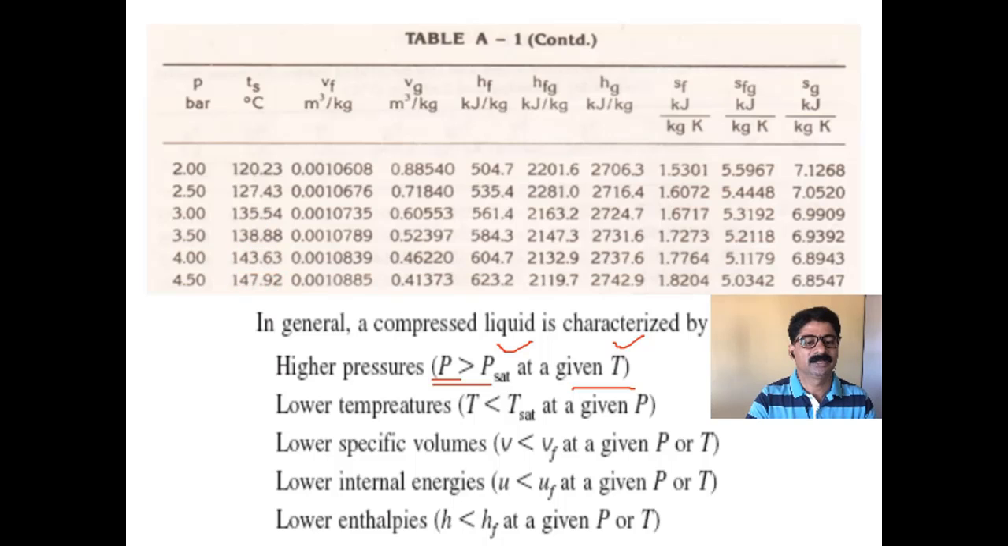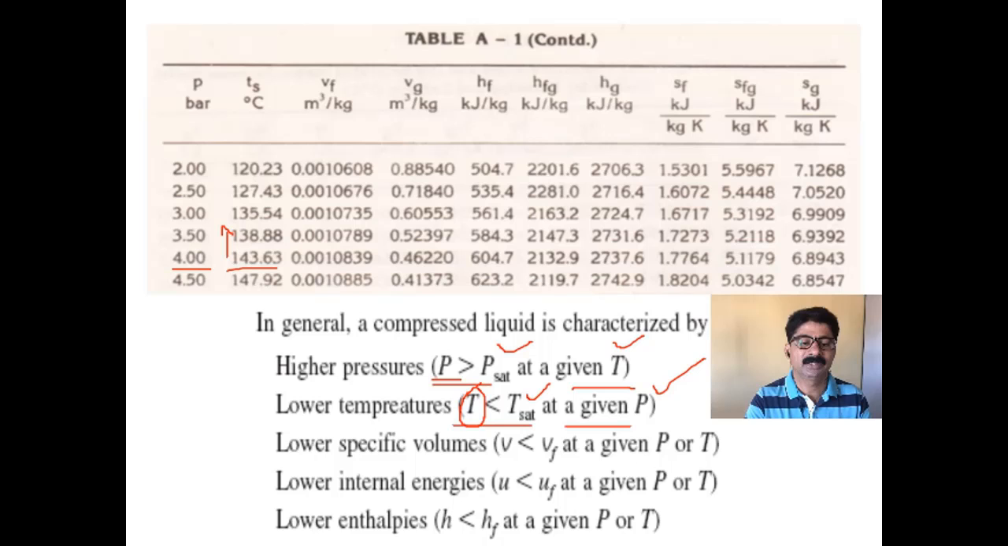Now the temperature should be less than Tsat at a given pressure. Let me take the pressure as 4 bar. At 4 bar the temperature Tsat is 143.63. So Tsat is 143.63 whereas P is 4 bar. Now the actual temperature T should be less. If it is less than 143.63, then we call it compressed liquid. It is very clear, because at 4 bar the boiling process, the conversion of liquid into vapor, will begin at 143.63. I am taking the example of water because this table is the steam table, so I am talking about water now. If the temperature is less than that, it has not yet reached the boiling point. That is what you have to understand. Then we call it the compressed liquid.